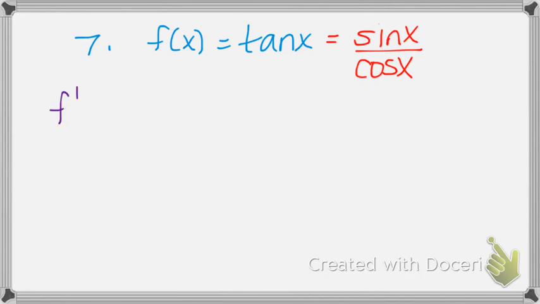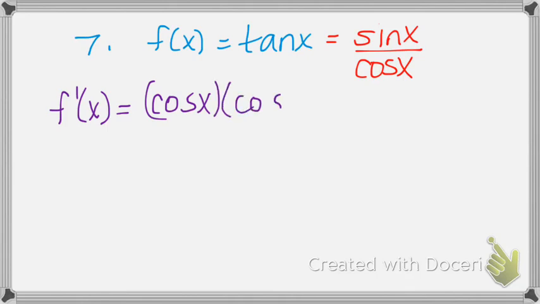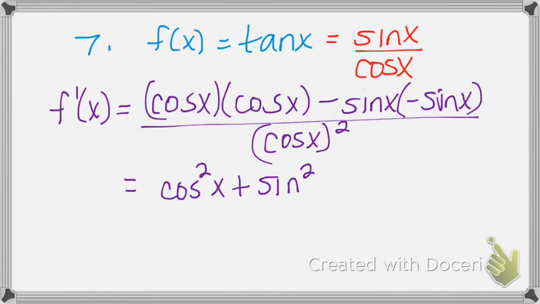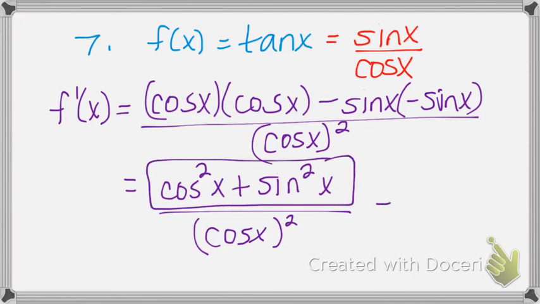So if I'm going to do the derivative, I'm going to start with the bottom, multiply by the derivative of the top, minus the top times the derivative of the bottom, and then over the bottom squared. So cosine x times cosine x is cosine squared of x, and negative sine times negative sine is positive sine squared of x.